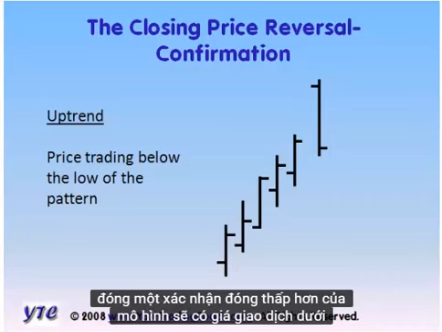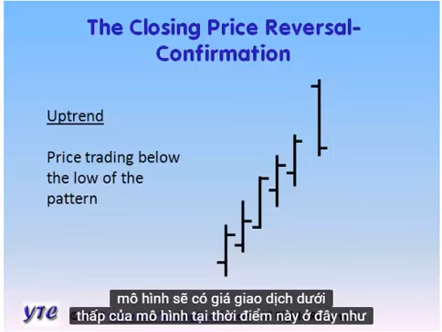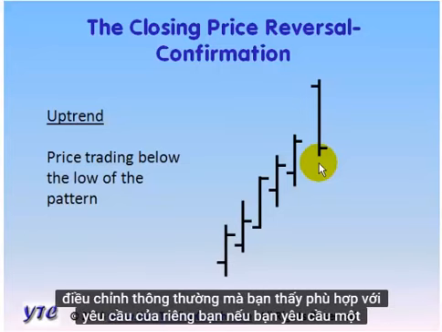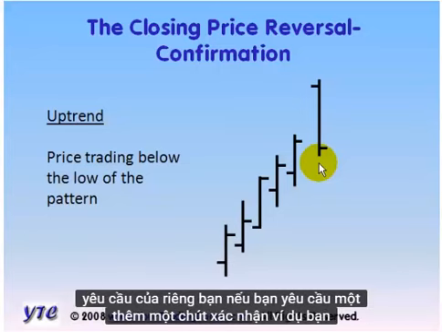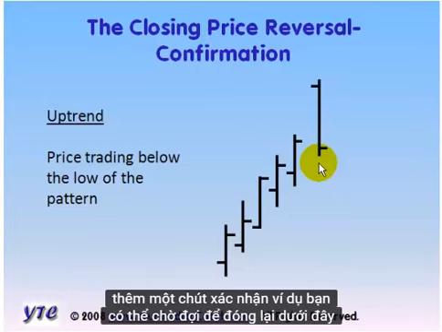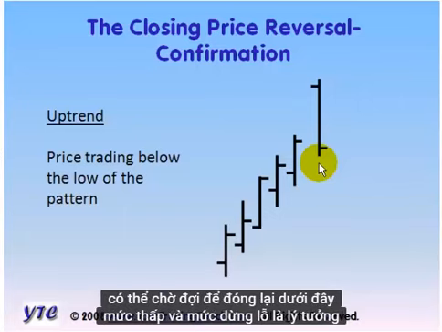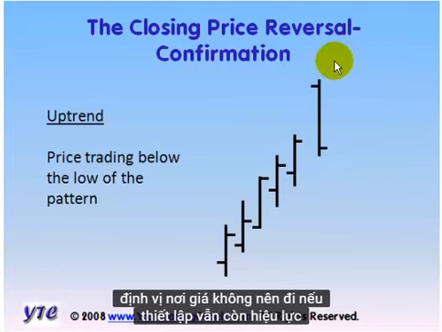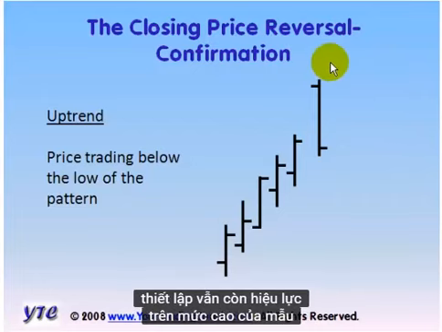Confirmation of the pattern will be price trading below the low of the pattern at this point here. As usual, adjust that as you see fit for your own requirements. If you require a little more confirmation, for example, you might prefer to wait for a close below the low. And the stop loss is ideally positioned where price should not go if the setup is to remain valid, which is above the high of the pattern.